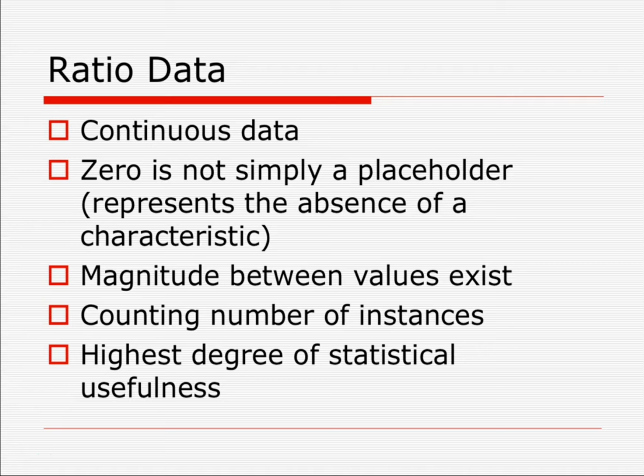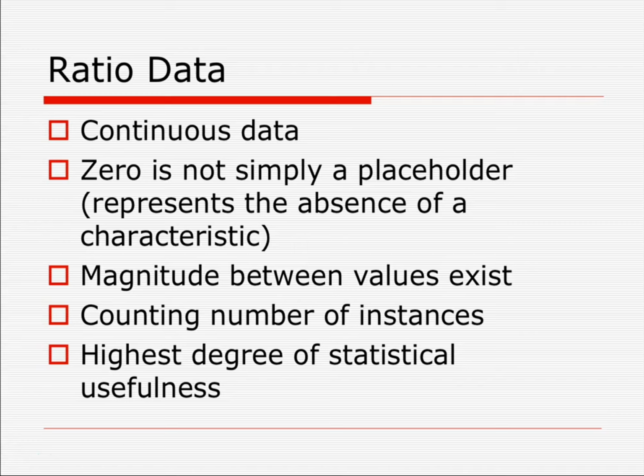It's continuous data. 0 is not simply a placeholder. It actually represents the absence of something. When we have a 0 number of injuries in a particular period of time, that is the absence of injuries. Or maybe we also see the absence of unsafe behavior. It is the absence of something, that's what 0 means. And there is magnitude between the values, and it is the highest degree of statistical usefulness for us, ratio data.